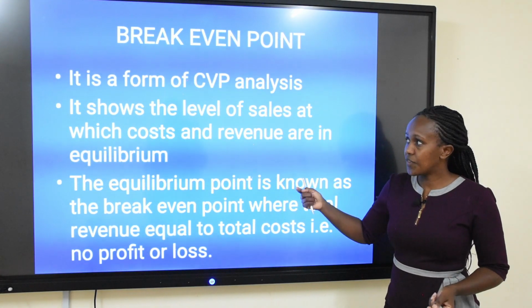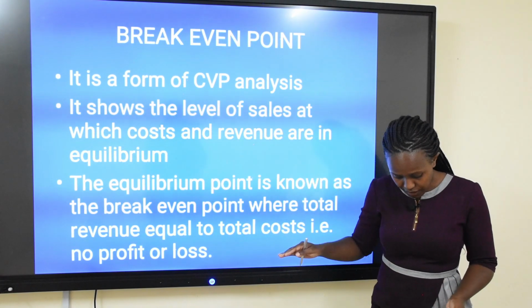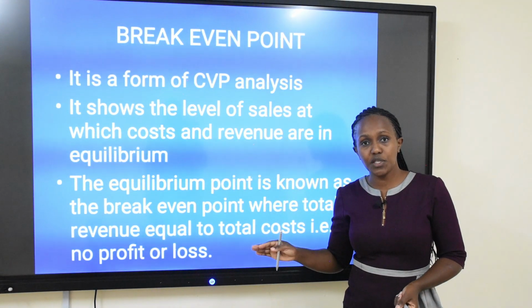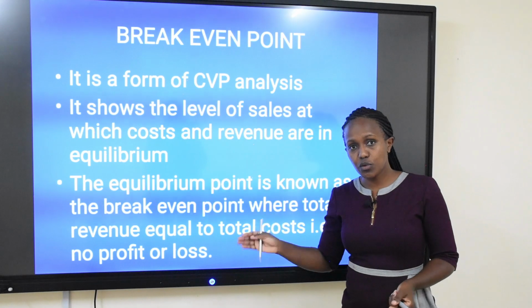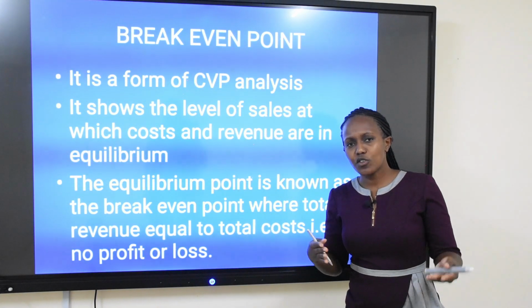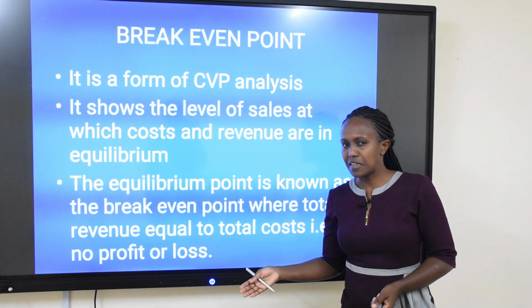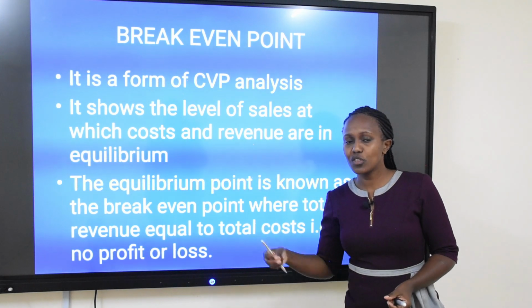So to move very fast, having understood what is a break-even point, we have said it is a point of activity where total revenue is equal to total cost. And if total revenue is equal to total cost, definitely, that means that profit is equal to 0.